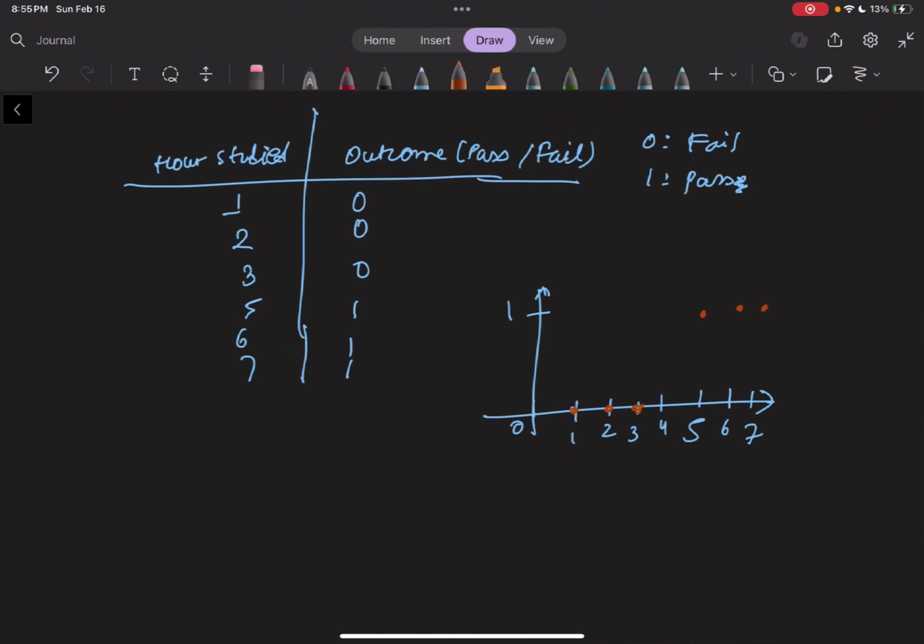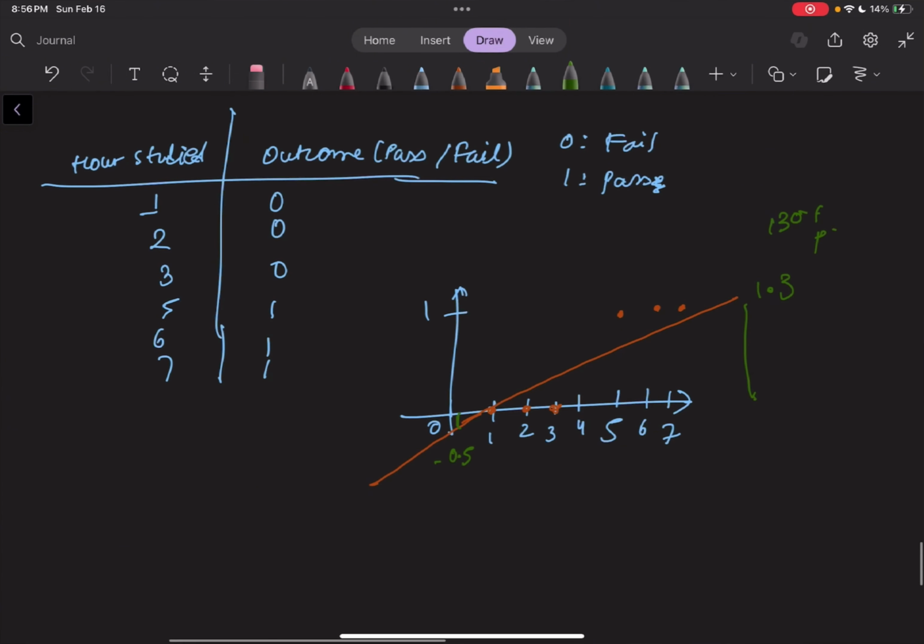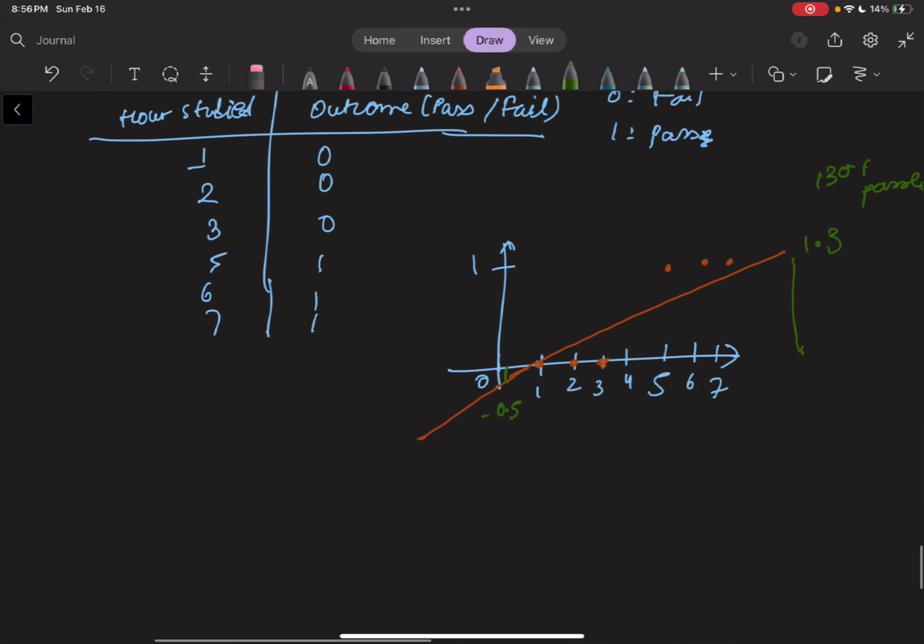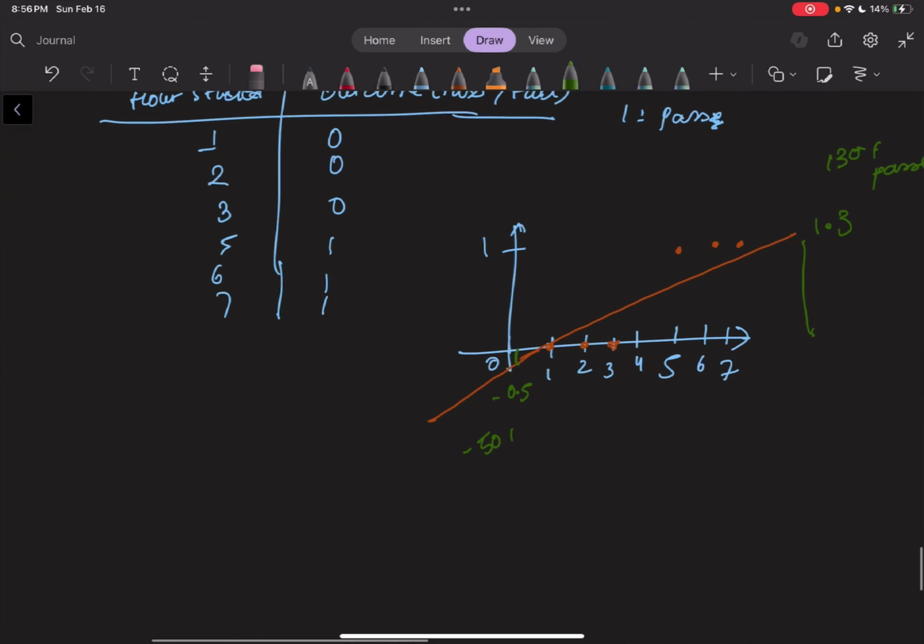If we try to use linear regression to fit a straight line through these points, the line might predict values very weirdly. It's my attempt at drawing a straight line, and it might predict values like, for some hours studied, negative 0.5. And then for say 9 or 10 hours of study, it says 1.3 instead of just 1. So what does it mean? Can a student be 130% passed? Or negative 50% passed? That doesn't really make sense.